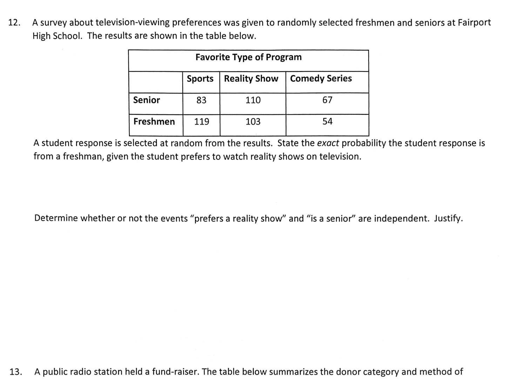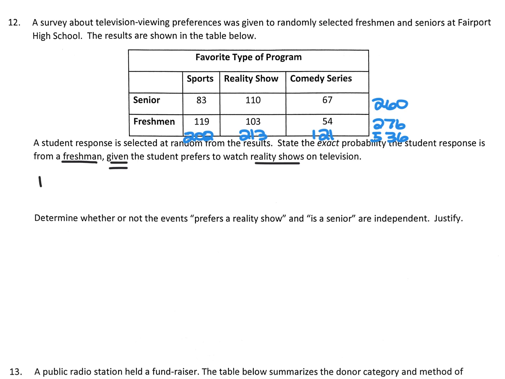All right, number 12, a survey about television viewing preferences was given to randomly selected freshmen and seniors at Fairport High School. The results are shown in the table below. Okay, now what I'm noticing is, first of all, they don't total everything out. So let's go ahead and do that. Okay, now the first part says a student response is selected at random from the results. State the exact probability, so what that means is don't round, that the student response is from a freshman given the student prefers to watch reality shows.